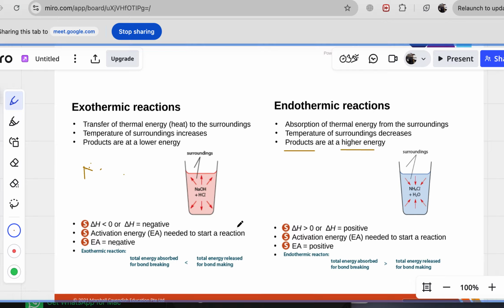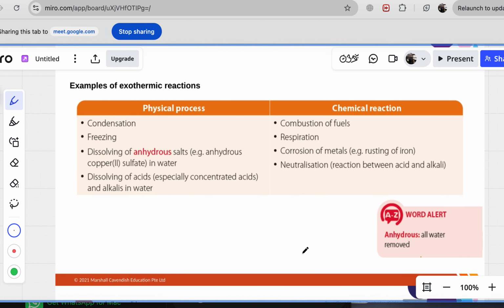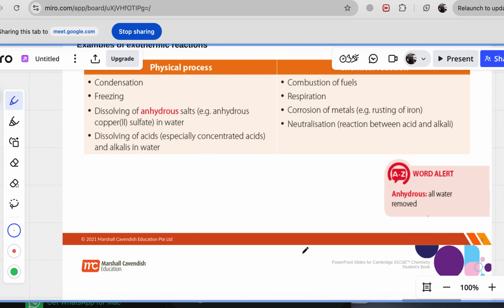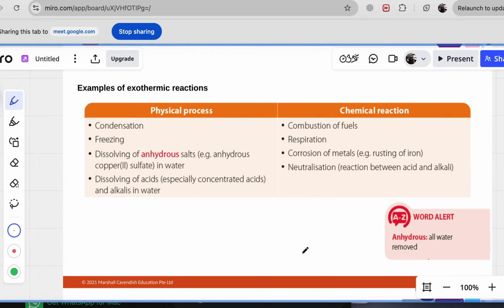One easy way of differentiating exothermic and endothermic is that delta H for endothermic is positive, and delta H for exothermic is negative. The activation energy is needed to start a reaction also, and this one, the activation energy must be positive. Okay, let's move on to examples of exothermic reaction.